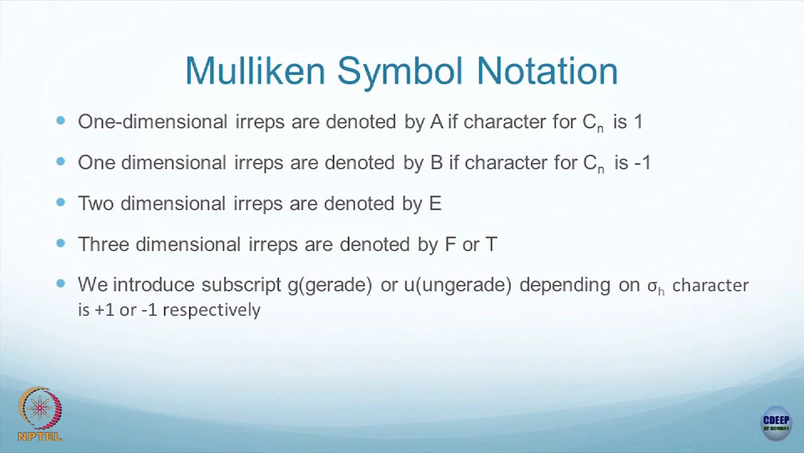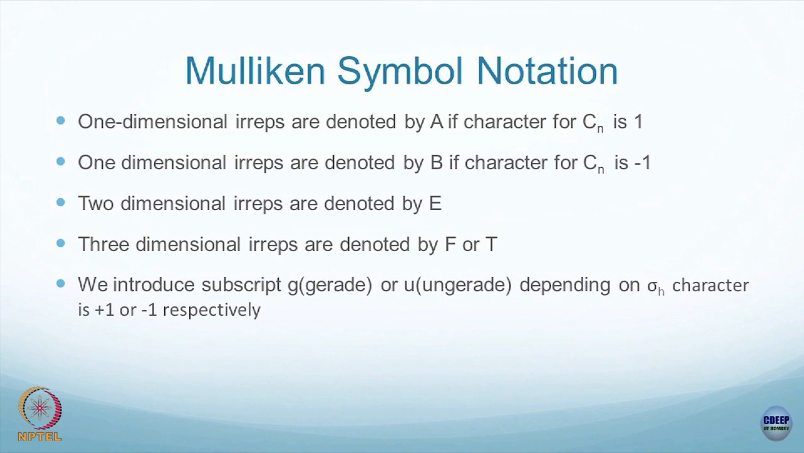for CN is 1. One dimensional irreps are denoted by letter B if character for CN is minus 1. Two dimensional irreps are denoted by E, there they do not care. And then three dimensional irreps are denoted by either letter F or letter T. This is the notation which is being followed for point groups.